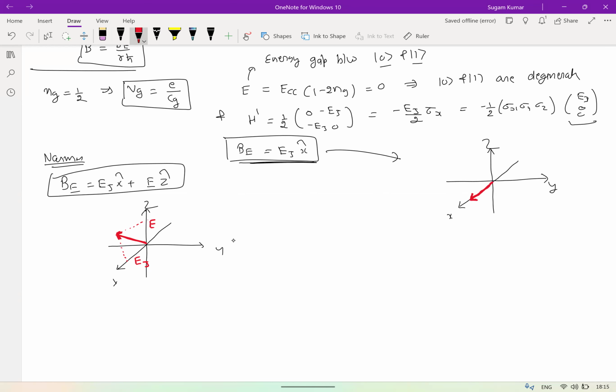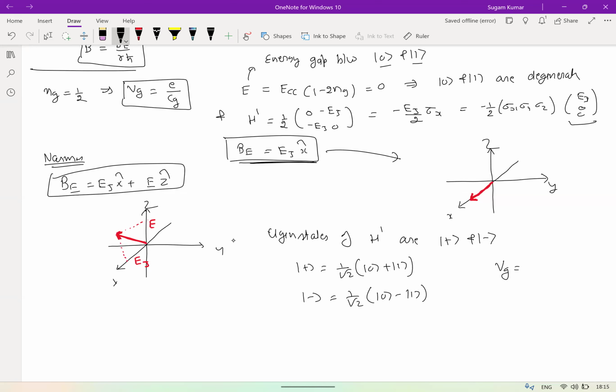So in this situation, the vector is exactly along the x-axis, and it means when you calculate the eigenstates of the H dash, they are going to be plus and minus. So plus means 1 by root 2 times (0 and 1), and minus means 1 by root 2 times (0 minus 1). So you can see that if I keep the voltage on the gate just equal to E upon Cg, this fictitious magnetic field will lie along the x-axis, the Hamiltonian is going to have this shape, and the eigenstates of this Hamiltonian are nothing but the plus and the minus. It means it is going to produce a superposition state.